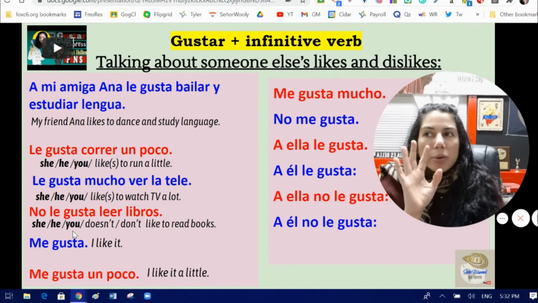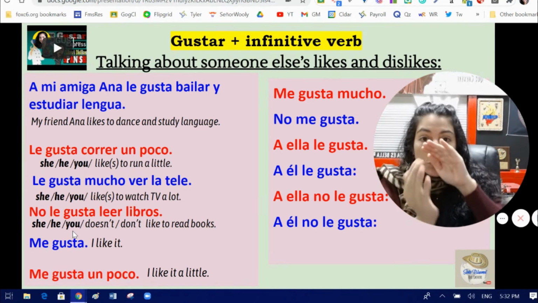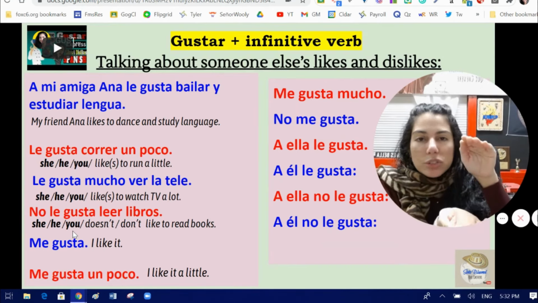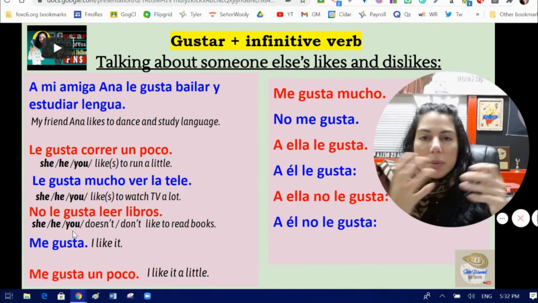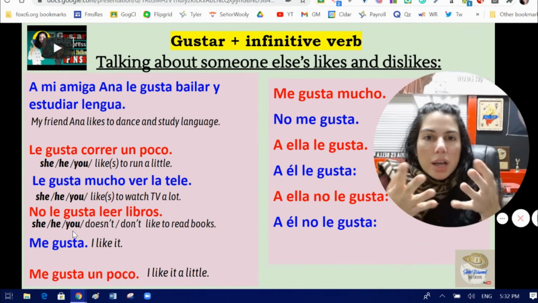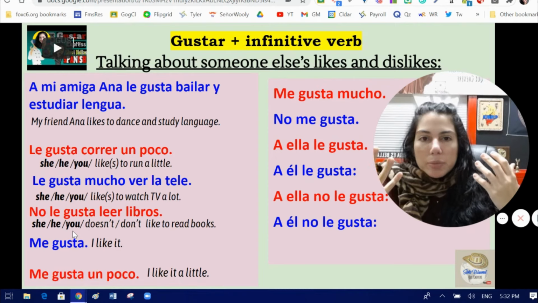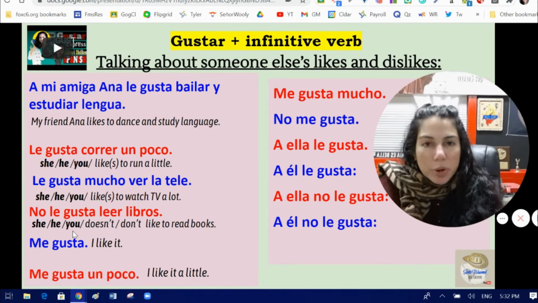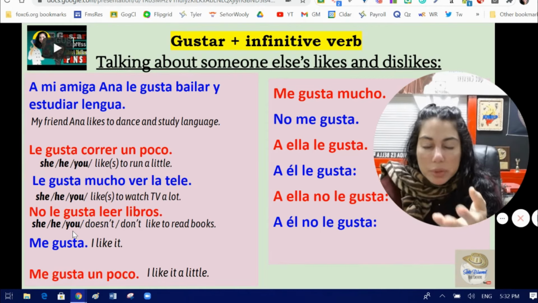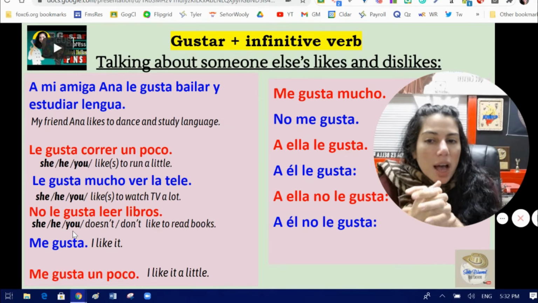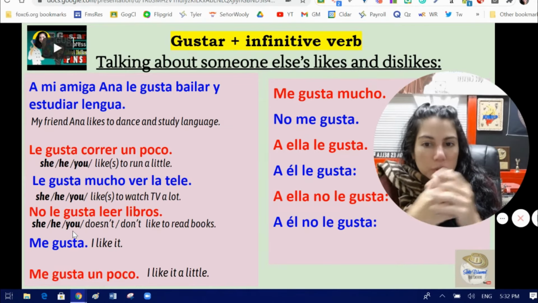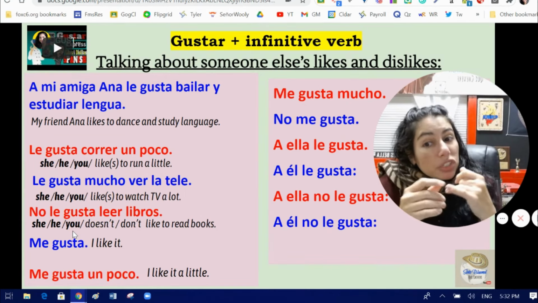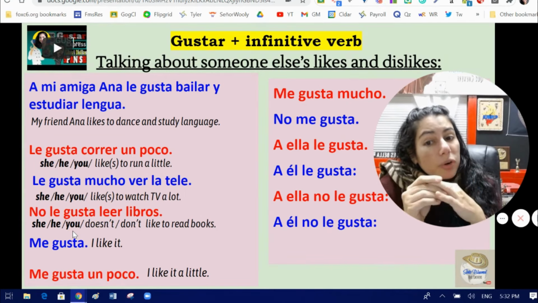So remember how él, ella, y usted are together. When you do the conjugation chart, they're together. And the same with ellos, ellas, y ustedes are together, meaning they share the same ending in the verb, or the same indirect object pronoun, or whatever we use. So in this case, le is for all three.